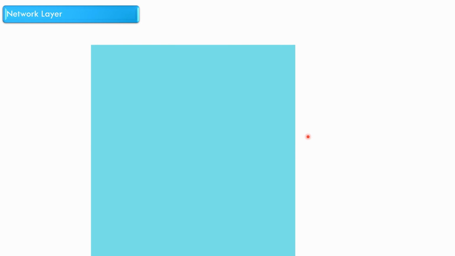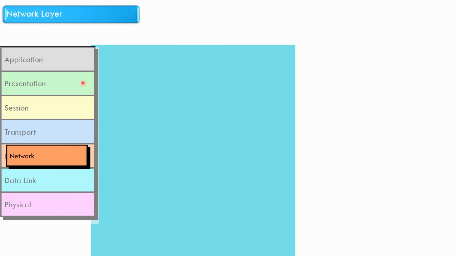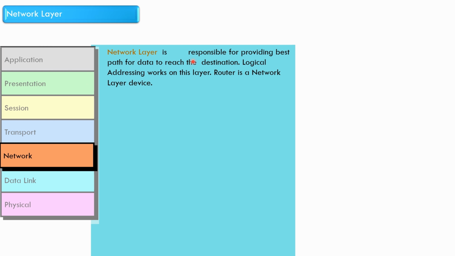Network layer. Network layer is responsible for providing the best path for data to reach the destination. Logical addressing works on this layer. Router is a network layer device. It is divided into 2 parts. Routed protocols means it already has the routed function. We need not change anything. Examples are IP, IPX and AppleTalk. That message is using the routed protocols only.